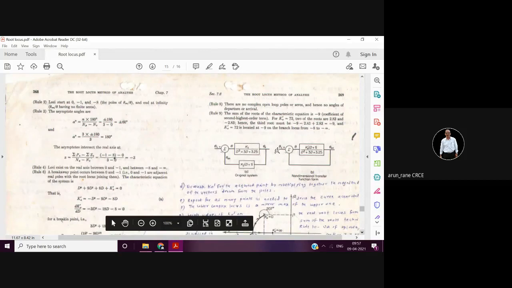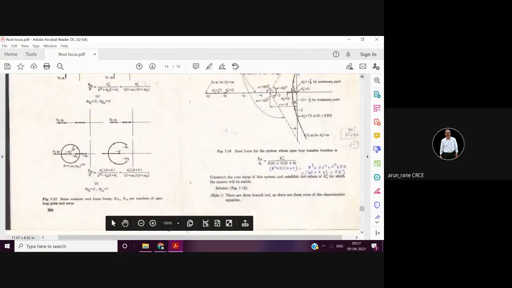Rule number 5 is simple. It is symmetrical. Whatever you get here, the same thing you will get here.